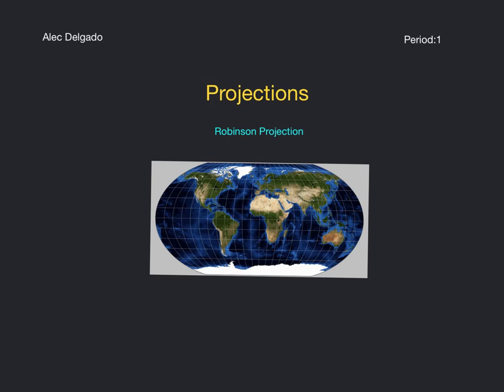Moving into specific projections, we start with the Robinson projection. The Robinson projection is great for displaying information across the ocean. Unfortunately, the land areas look much smaller when compared to other maps of the same size.